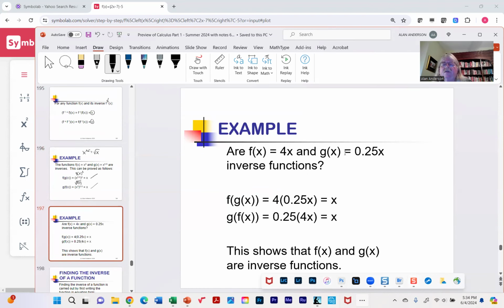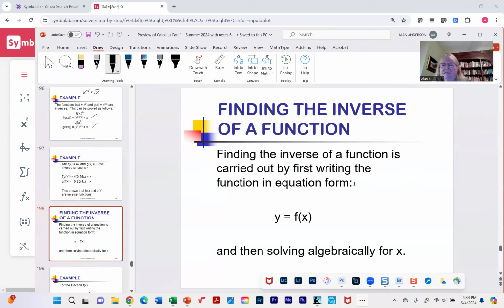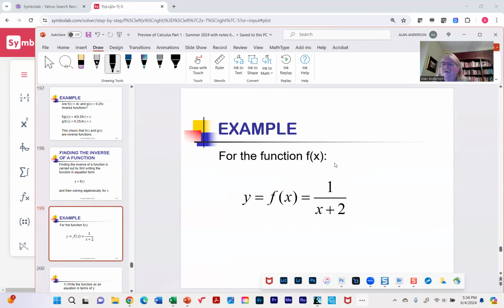Oh, by the way, these two, 4x and 1/4 x, are clearly inverses. All right, here we go. You might find it very strange that this works, but it does. And whenever you use this technique, you can prove your results. Let's say this is our function and we want to find the inverse.